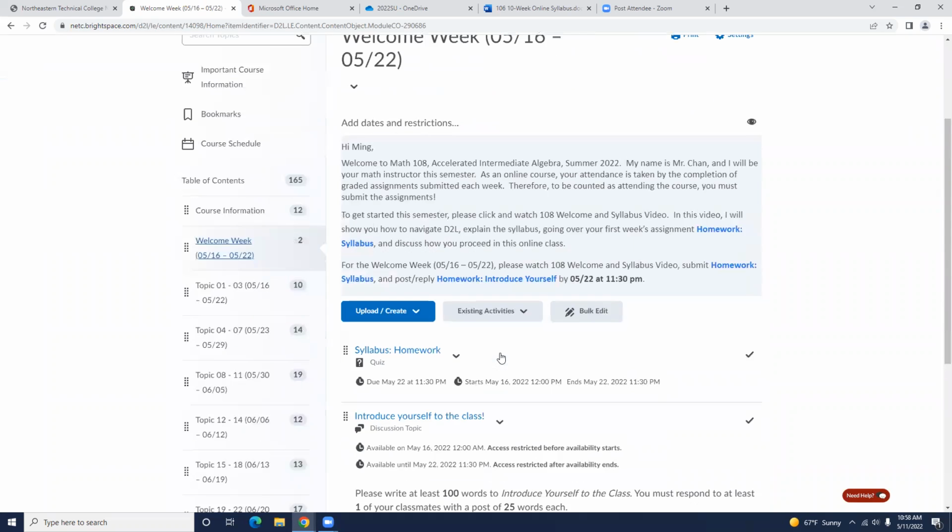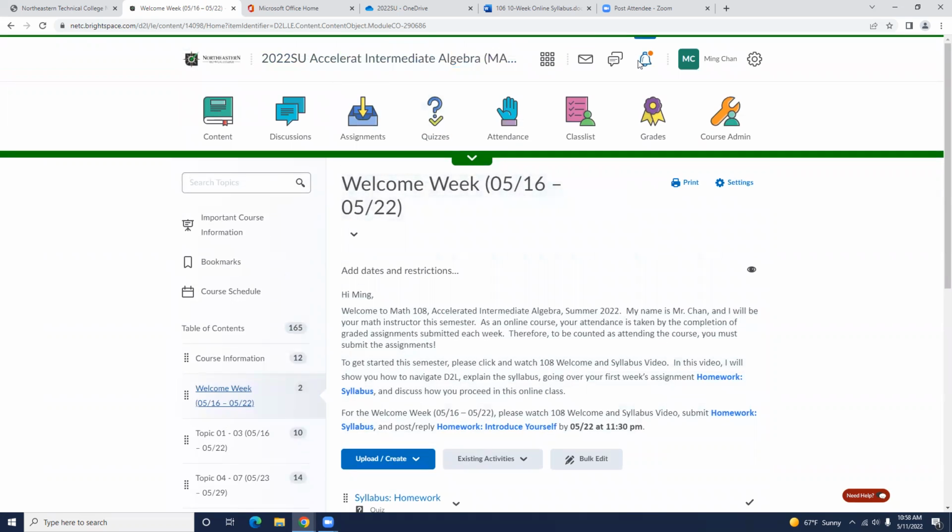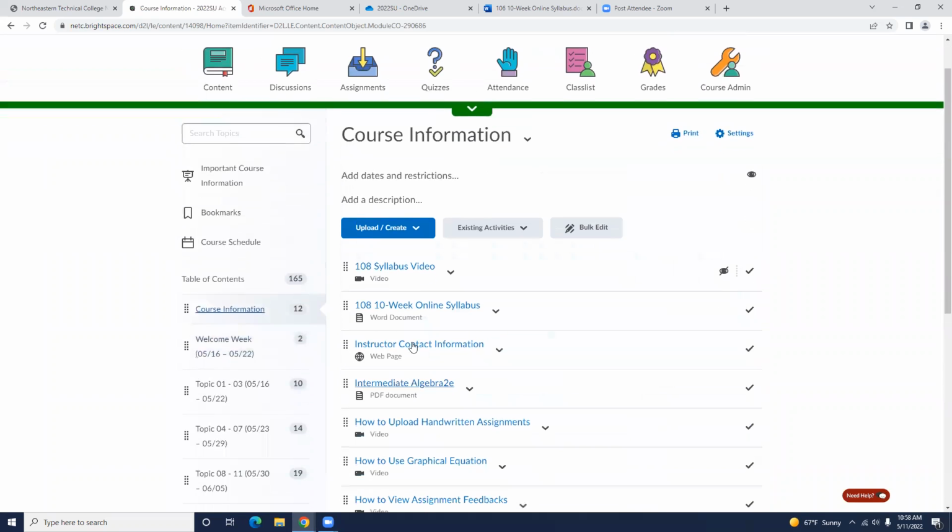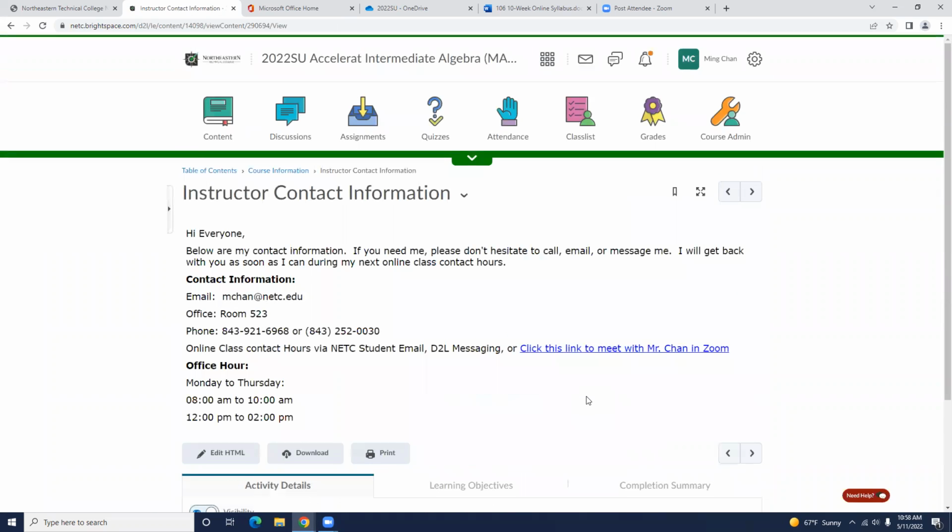The best way of communication in this class is using D2L instant message, which is this envelope up here, or by email. If I go back to my contact information, we can communicate through email, D2L instant message, you can text my Google Voice number, or you can meet with me in Zoom. But when I message you or contact you weekly, I will use D2L instant message and email. Those are my top two primary communication methods.